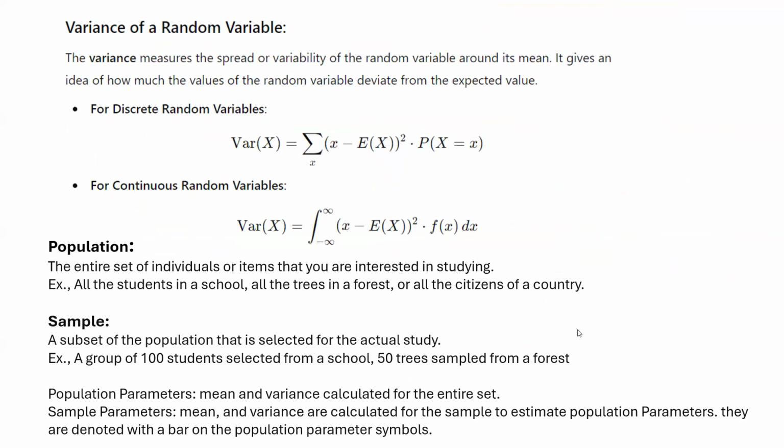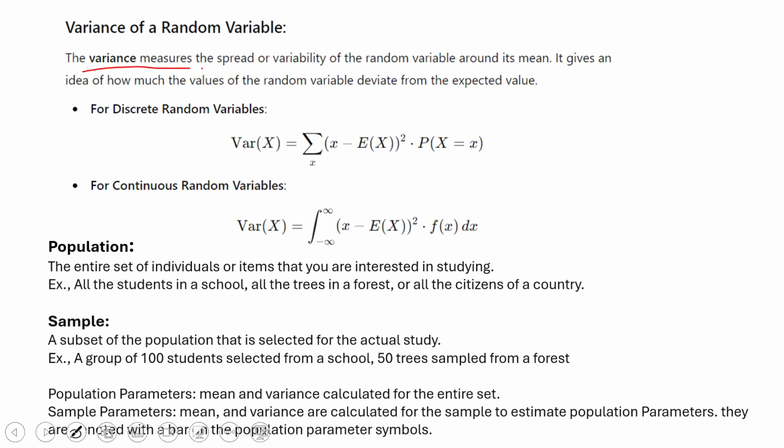Till this point, we understood what a mean is. Now we are going to calculate the variance of the random variable. What does variance mean? You already have studied variance. Variance is the spread of data points from the mean, the dispersion of the data points around the mean. The same applies here as well.